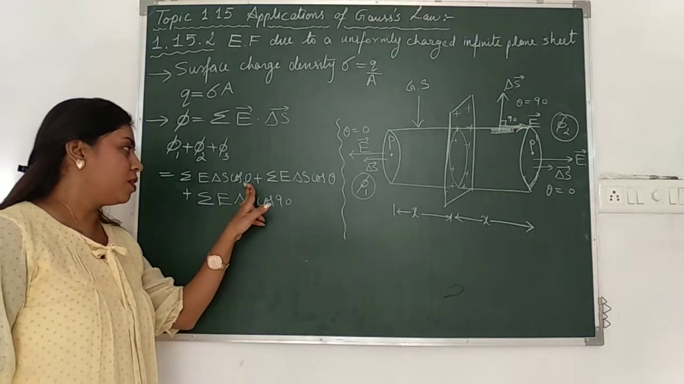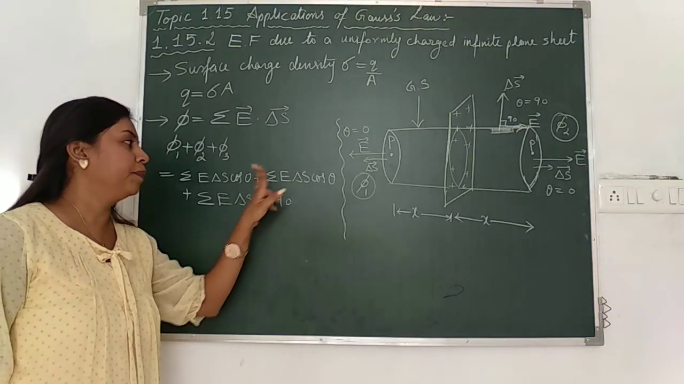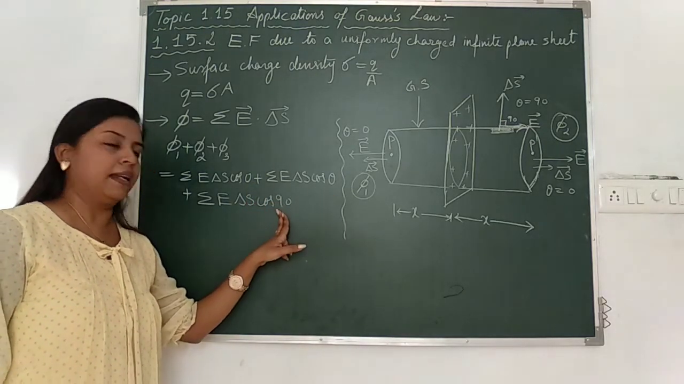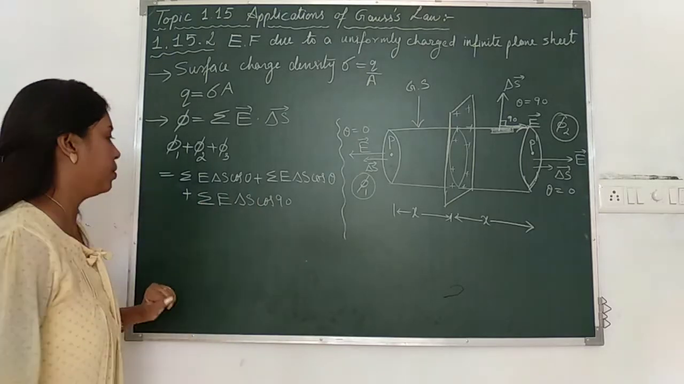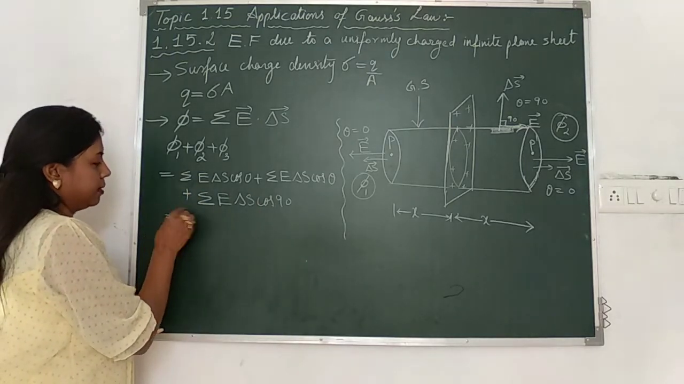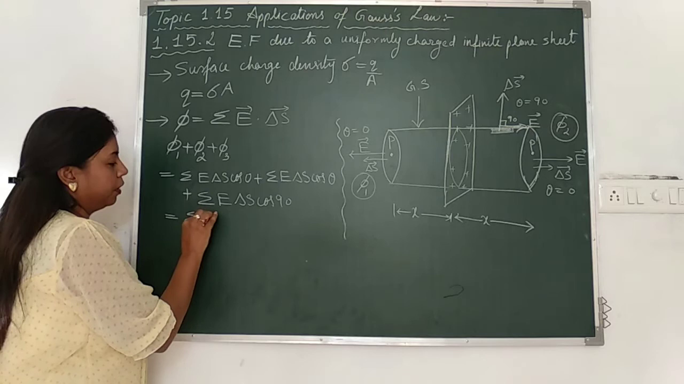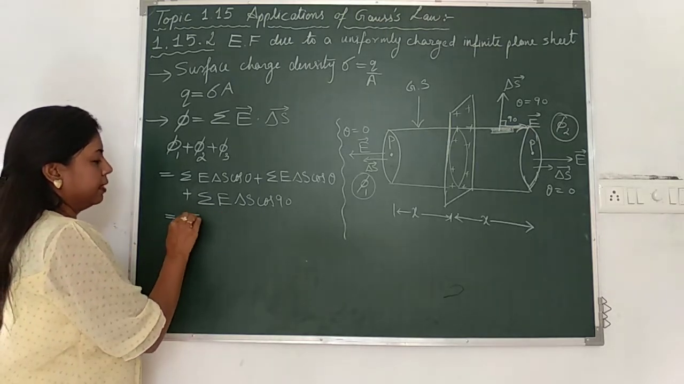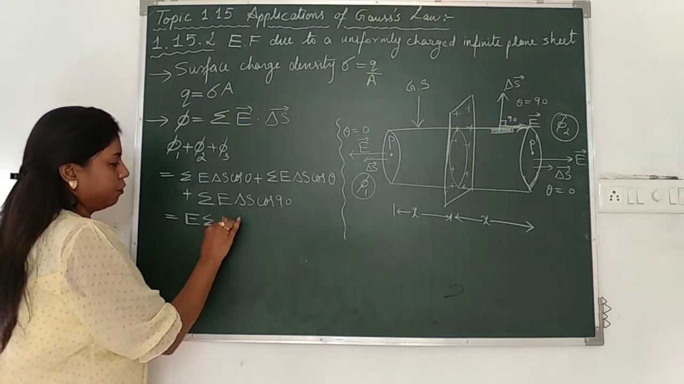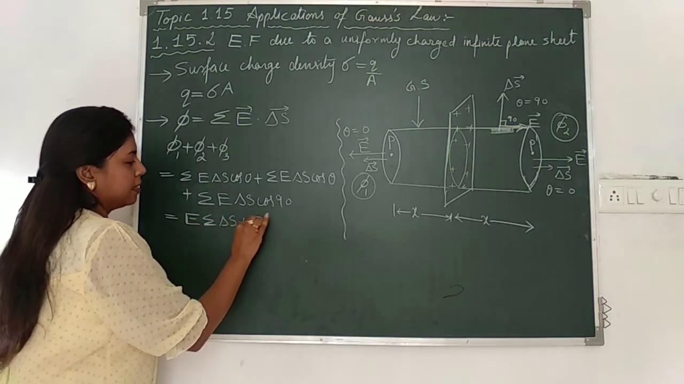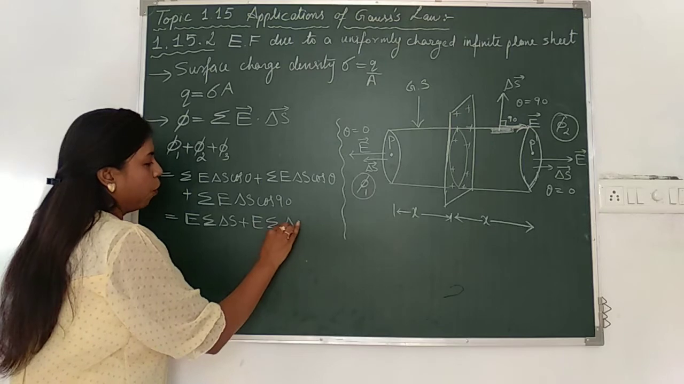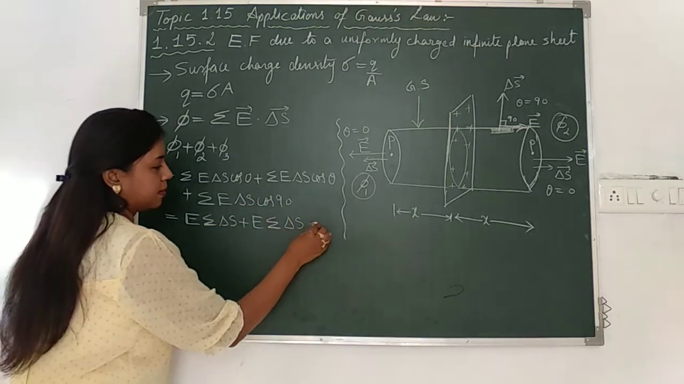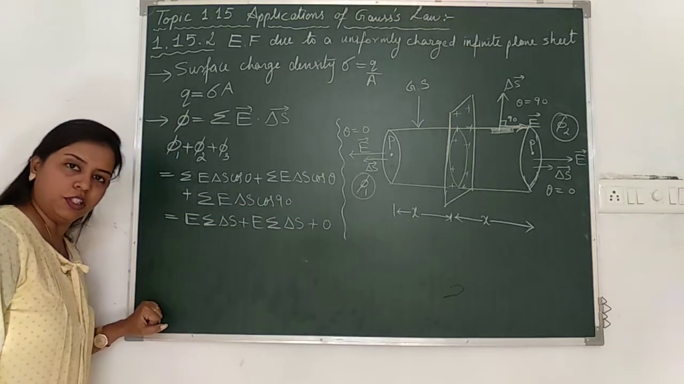Now, what is cos 0? That is 1. Again, cos 0 is 1 and cos 90 is 0. So what I obtain is summation of E delta S. I'll write it like this: E summation of all delta S plus E summation of all delta S. And this will give me 0.